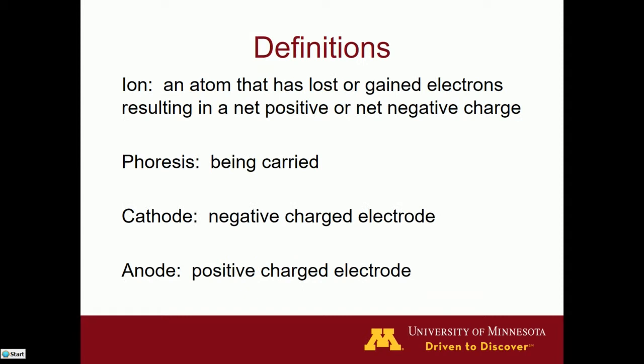So we'll go through a few definitions. An ion is an atom that has lost or gained electrons, resulting in a net positive or a net negative charge. The definition of phoresis, there's a number of them. It had a lot of definitions when I looked it up, but the one that I liked was being carried, and I thought that kind of represented what iontophoresis does pretty well. You could also say that ions are transferred, moved, or transported.